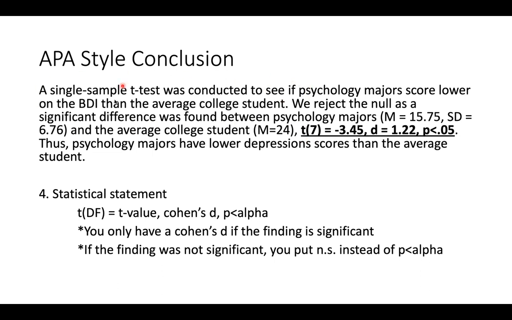The rest of this, as long as you're conveying the information correctly and appropriately, your language, like we talked about with chi-square, can vary a little bit. You need to include all of this information, but this statistical statement, this t statement, has to be this way every time. Note that just as with chi-square, if we are not significant, then p less than alpha turns into NS, N.S., not significant.